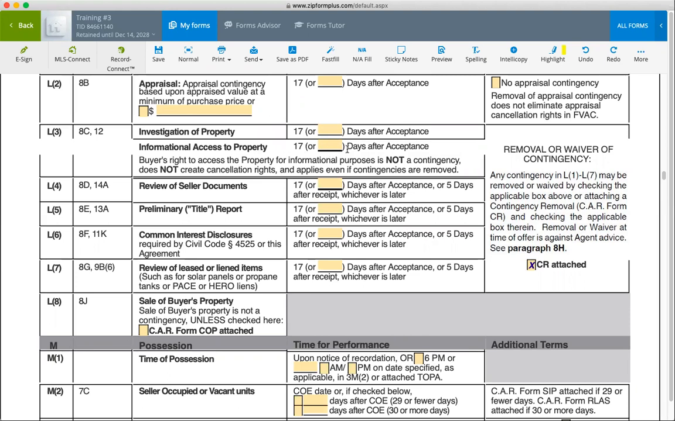Informational access to the property. So let's say your buyer has removed all contingencies and they just are going to have informational access to the property, then they would also have 17 days to get on the property, even though they have no contingencies. And this is clear here. It says buyer's right to access the property for informational purposes only is not a contingency and does not create cancellation rights. It applies even if the contingencies have been removed. So the buyer still has a right to get information about the property, but that may not be a contingency.